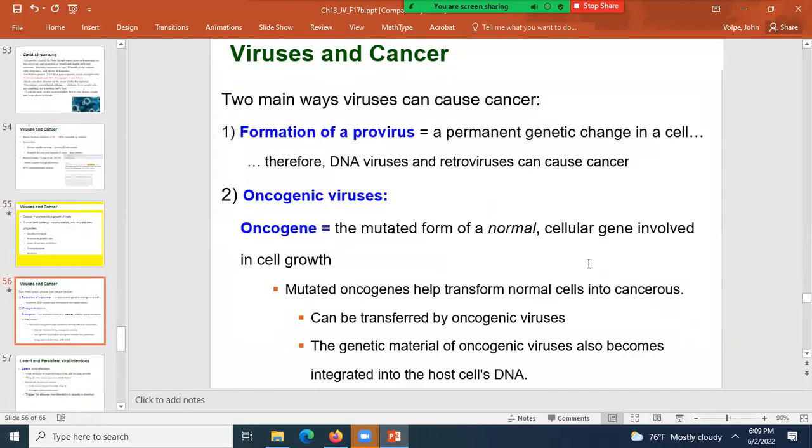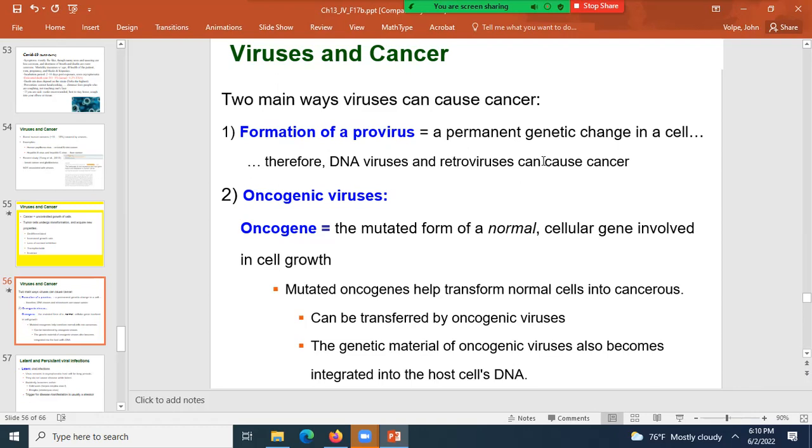There are two main ways that viruses can cause cancer. You can have a virus forming a provirus in the DNA of our cells, where the virus integrates into the chromosome and permanently genetically changes the cell for the lifetime of that cell. The DNA virus and retroviruses integrate into our cell, and that can mutate the cell, leading to cancer. Any question about any of that?